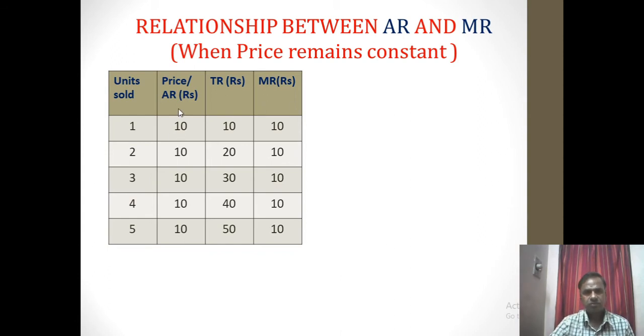TR, we studied, TR is equal to Q into P. Q means quantity sold, P means price of the commodity. TR: 1 into 10, 10; 10 into 2, 20; likewise it is. MR we calculate from TR. See here, the second unit 20 minus 10, 10; 30 minus 20, 10; 40 minus 30, 10. So what do we understand from this schedule is, when the price is the same or uniform, AR is equal to MR when the price remains constant.